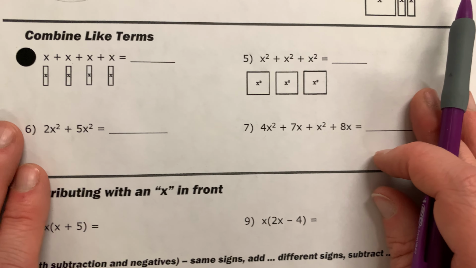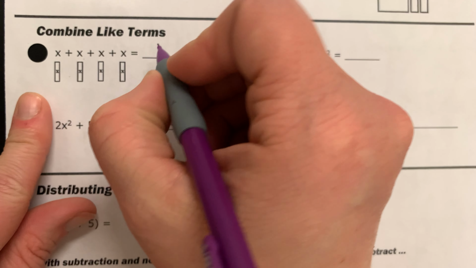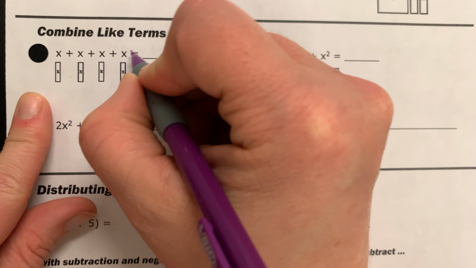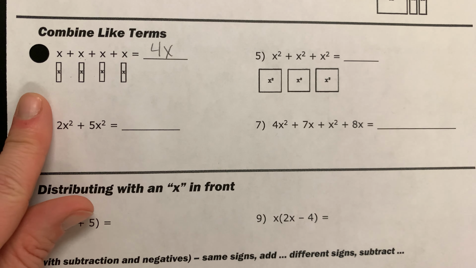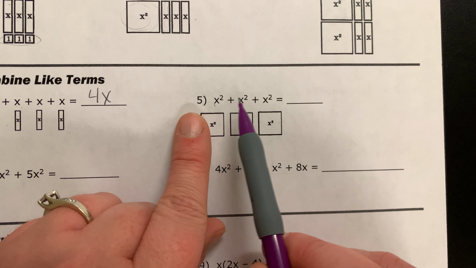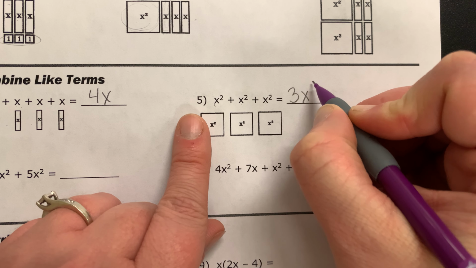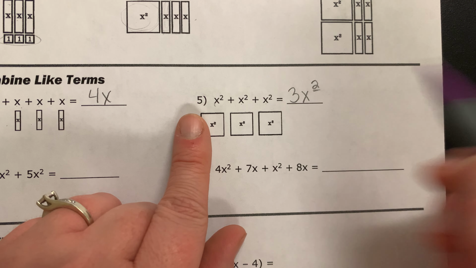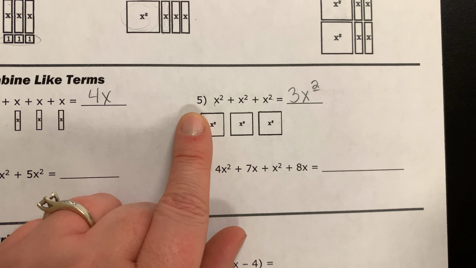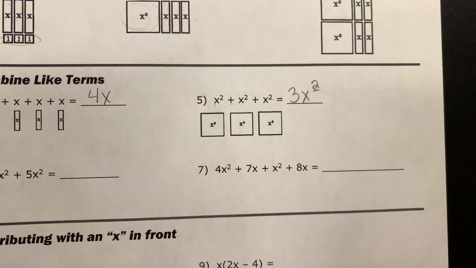Okay, let's look at this. I can see that all of these are like terms, so I can add them all up. X plus x plus x plus x is 4x. X squared plus x squared plus x squared is 3x squared. Remember, I leave exponents alone when I'm adding. I'm not going to add all those up and say there's 6, because that's a multiplying rule, not an adding rule. So when I'm adding, I leave my exponents alone.